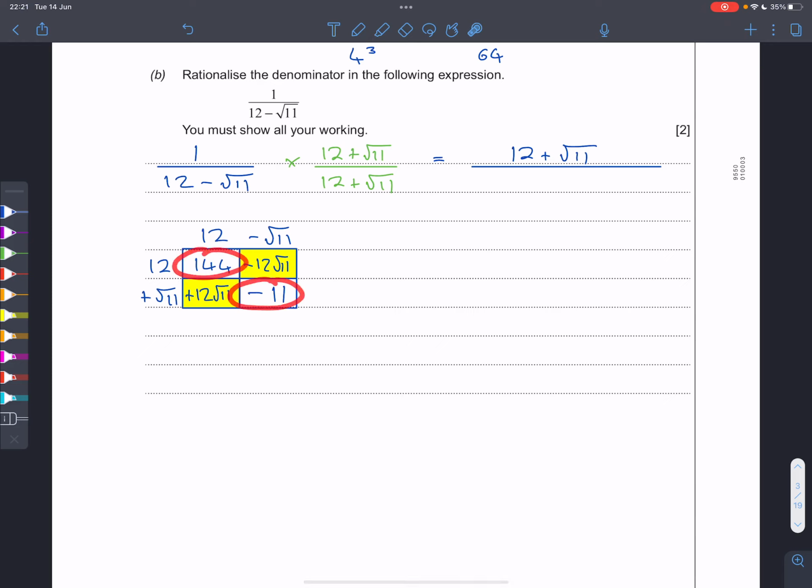Okay, now I can tidy this up. 144 take away 11 is going to be 133. If I deal with these two, you can see we have plus 12 root 11 minus 12 root 11, which is going to cancel out. So I'm left with a rational denominator. It should be the same value as this one here, but we now have a rational on the denominator. You can check that on your calculator. It should give you the same value.